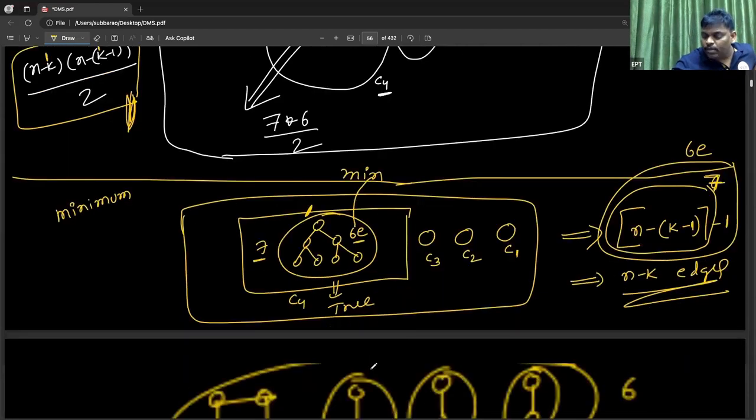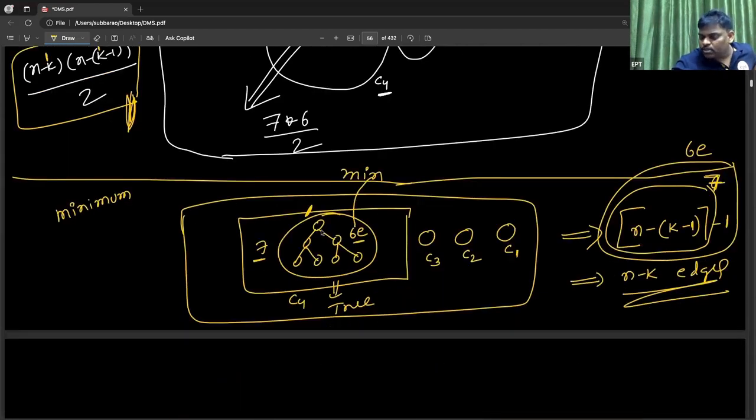If you want minimum edges, keep the last component with the minimum edges, because you want the minimum. Minimum edges means a tree, not a complete graph. Then the minimum will come, and that is the answer.